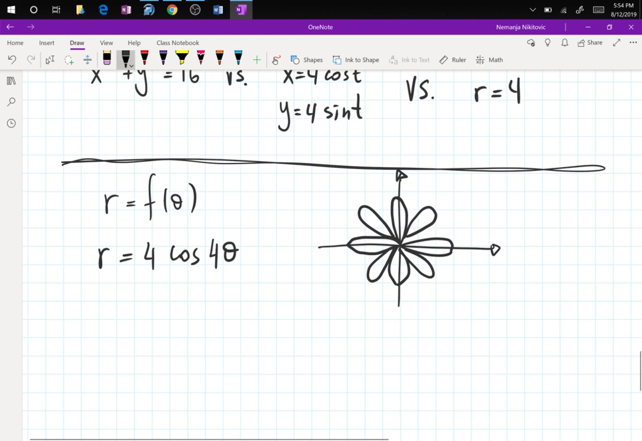Now we'll go back to 4. Let's do 2, because I want to add another one over here. But I want this one to be sine. So you can come up with multiple equations, you can come up with multiple shapes. Now I want to frame this into a circle. r equals 4.